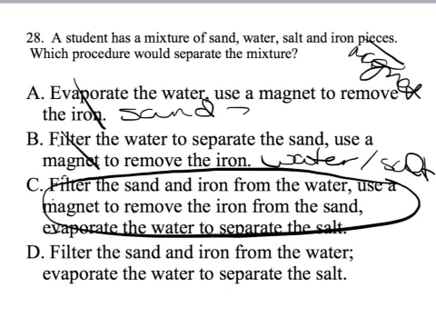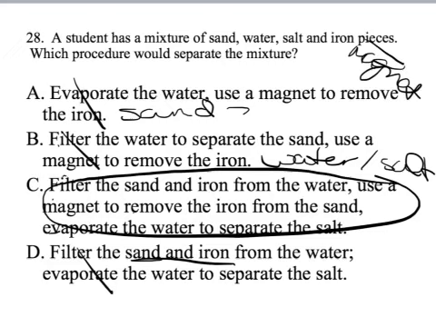Filter the sand and iron from the water. Okay, the sand and iron are still together, so that doesn't work, because we didn't separate the sand and the iron with the magnet. So the best answer that would separate this mixture completely is first filter the sand and iron from the water. Use a magnet to remove the iron from the sand, and then evaporate the water to separate the salt.